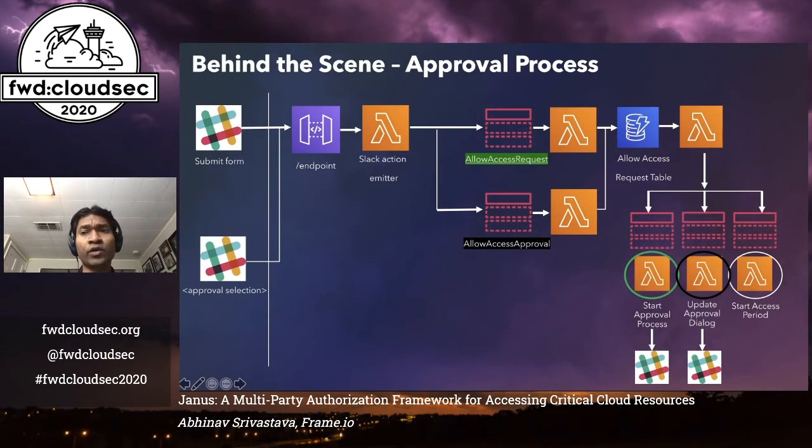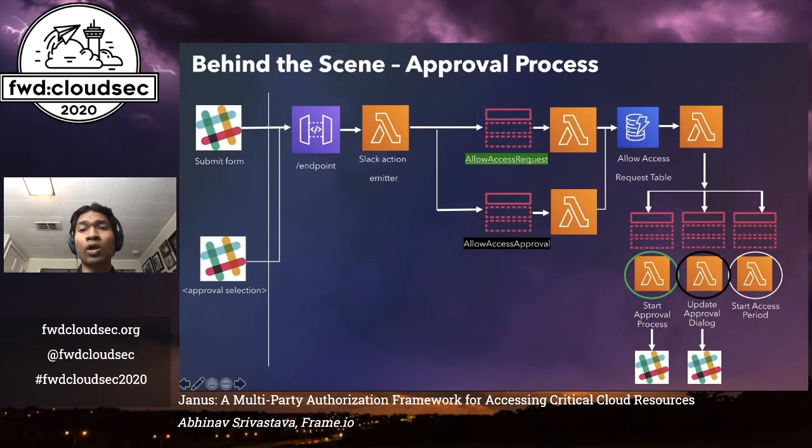The bottom flow executes when someone approves or denies the request. It again goes to API Gateway and the Lambda function, and this time a new topic is generated called allow access approval. A new Lambda function picks it up, and it goes all the way to the Lambda function, the black circle, which takes care of sending the message on Slack.